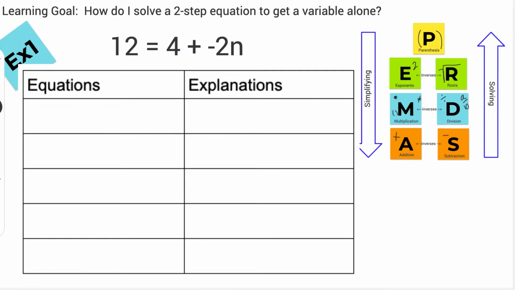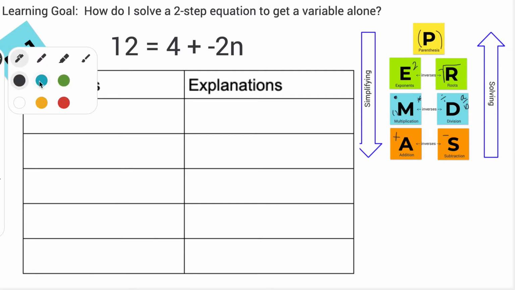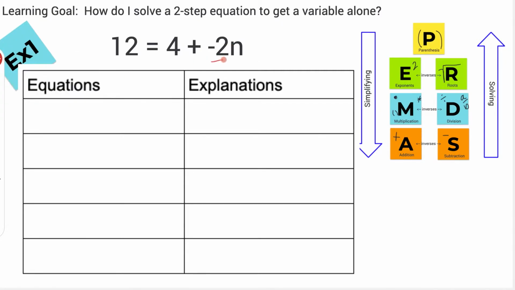So here is our first problem. Okay, 12 equals 4 plus negative 2n. All right. So the first thing we have to do here is think about what's going on with n, because there are two different numbers that we're going to have to get rid of here. We're going to have to get rid of this negative 2, and we're going to have to get rid of the 4, because the goal is to get n by itself.